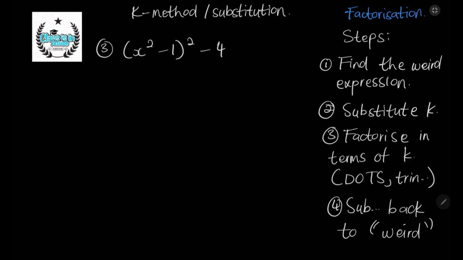Let's try number 3. We have (x squared minus 1) squared minus 4. What's the first step? Find the weird expression. This part looks a bit weird, so you can replace it with k so that it's easier to see what we're dealing with. So let k be x squared minus 1. So we should have k squared minus 4.